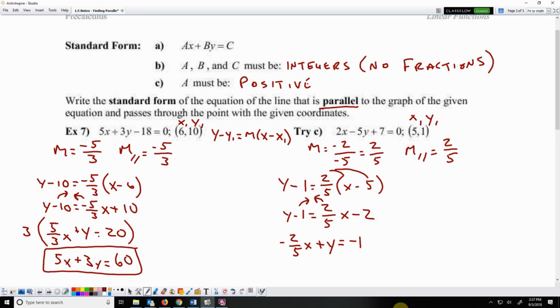So now I have two problems. One is that I don't have all integers, and two is that my lead coefficient is not positive. So I can take care of the fraction by multiplying by the denominator, and I can make my lead coefficient positive by multiplying by a negative. So I need to distribute a -5. So I get +2x, negative 5y, and positive 5.